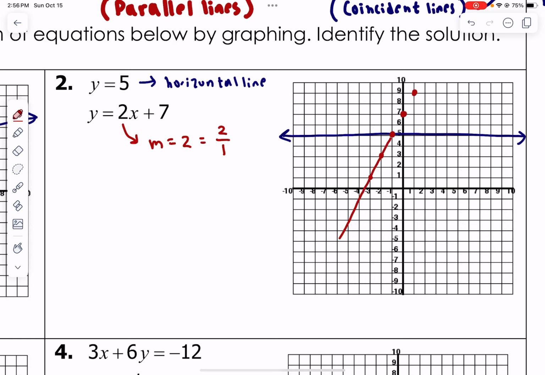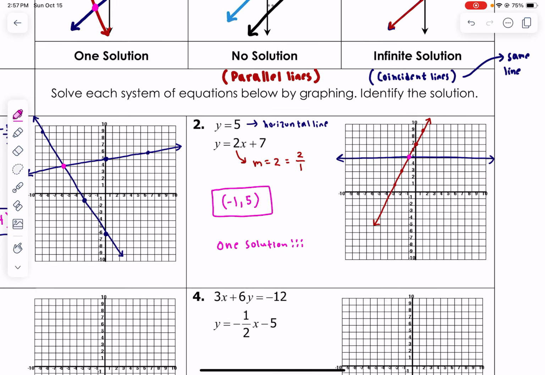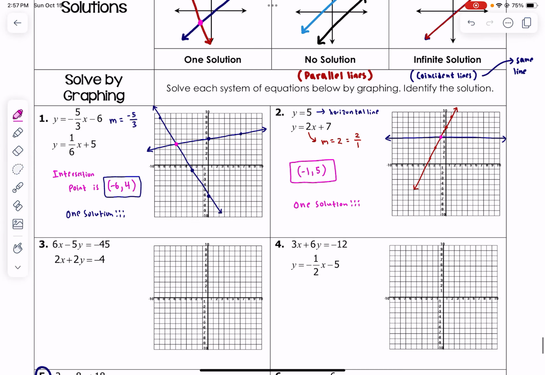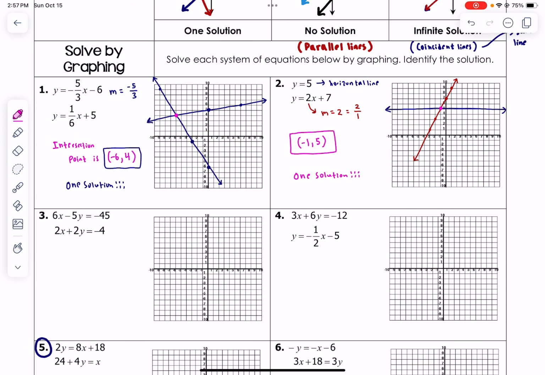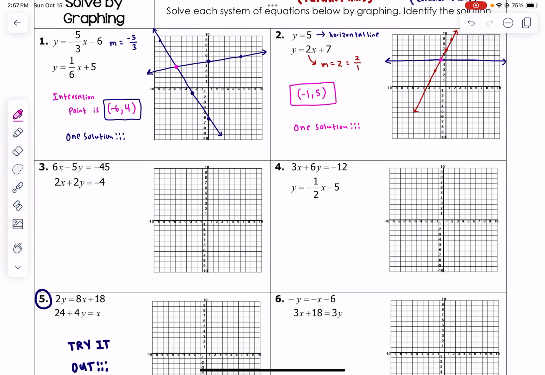But notice here that there is immediately an intersection point. And that intersection point would be, based on this graph, negative 1, comma 5. So this would be your final answer for example number 2. And once again here, you only have one solution. Okay. So that's example number 1 and 2. Let's go ahead and go over example number 3.